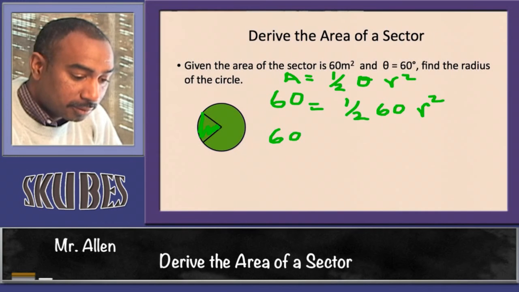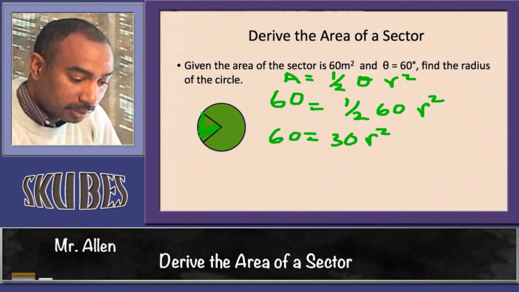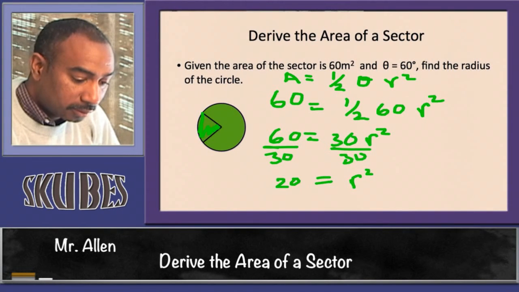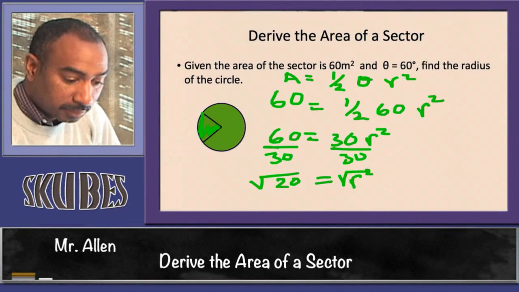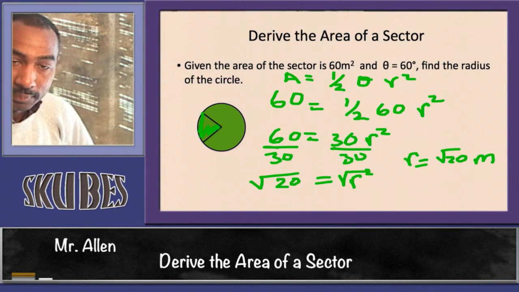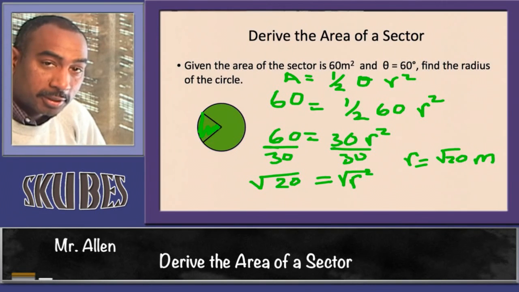And we're going to solve for the radius. So 60 equals 30 times the radius squared. You're going to divide both sides by 30. So you get the radius squared equals 20. You take the square root of both sides. So the radius is going to be square root of 20 meters. That's between 4 and 5. This concludes our lesson for today.